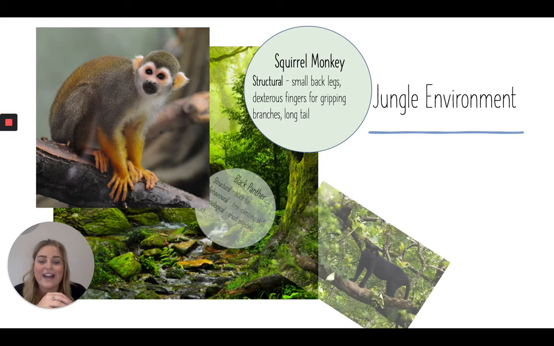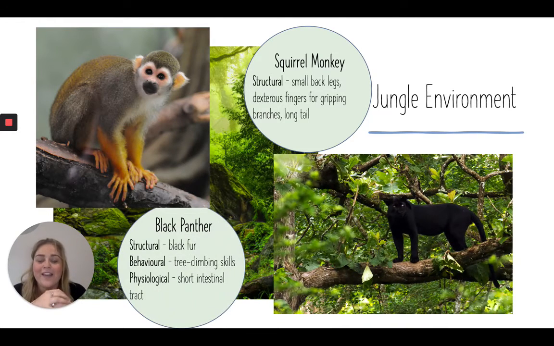We also then have the Black Panther. No, not the movie. It is the actual Black Panther. So structural, it has black fur, meaning that it can blend in with a lot of its environment. Even though the environment is often green, because of all the trees, there's lots of shade. So a Black Panther is really hard to find because it has that black fur that can blend in.